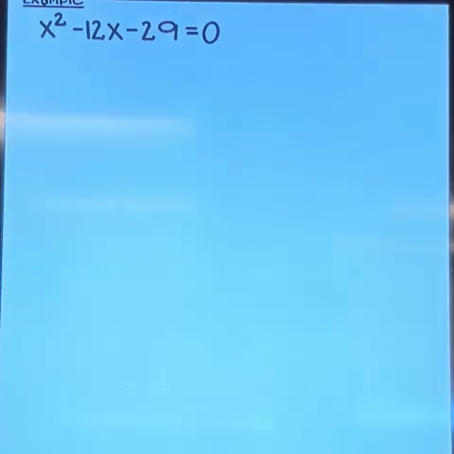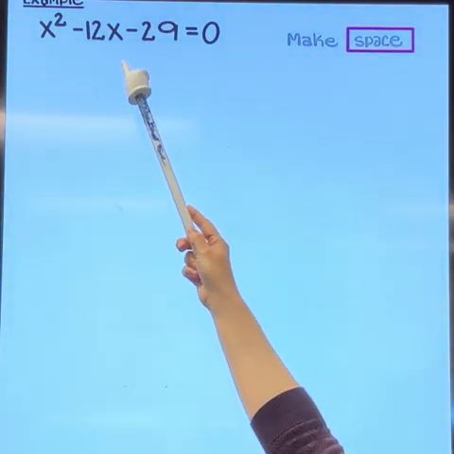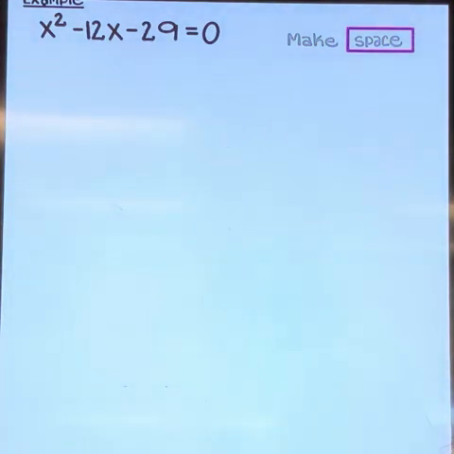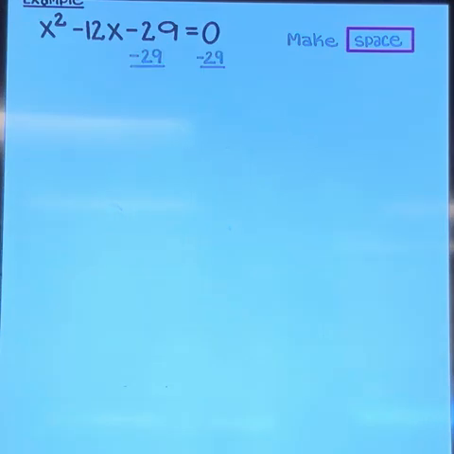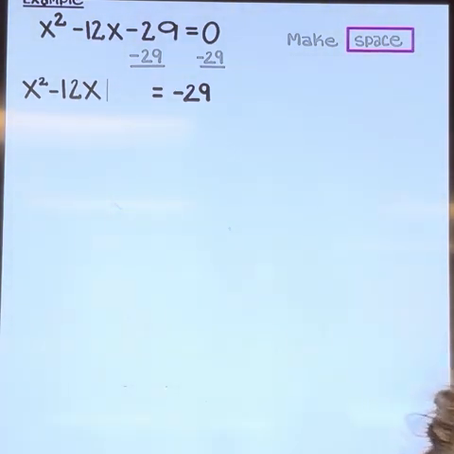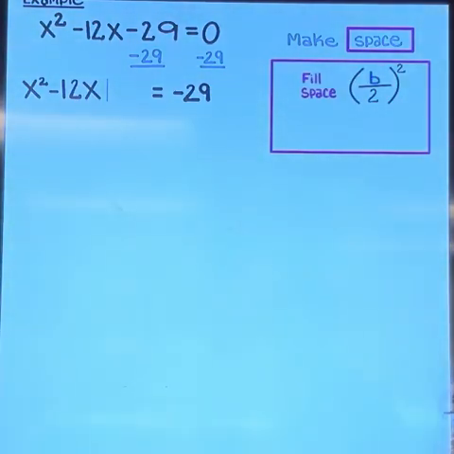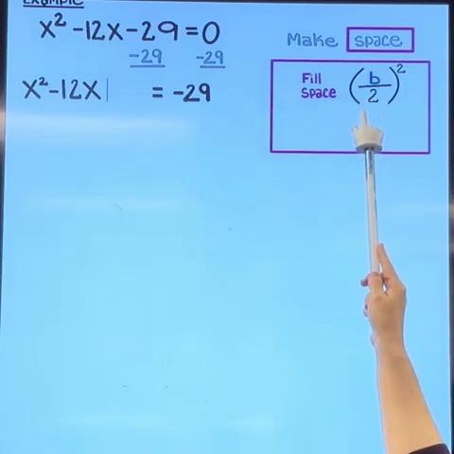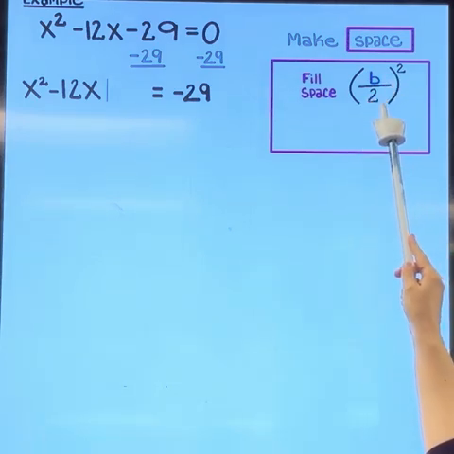Okay, the next thing that we want to do is clear out some space. So I'm going to move this -29 over to the other side by adding 29. And now we have this. The next thing you want to do is fill in the space, and you're going to need this formula to fill in the space: b divided by 2 quantity squared.